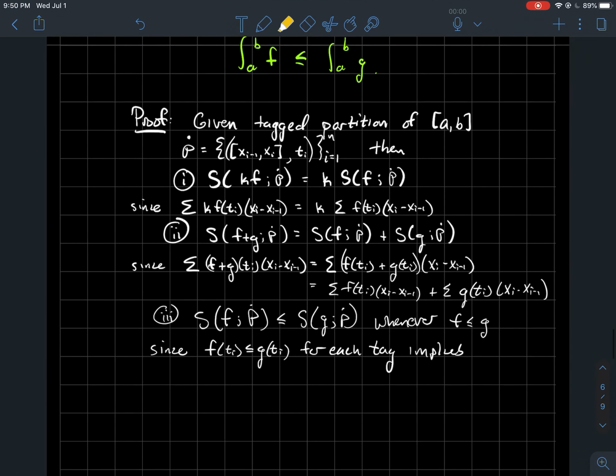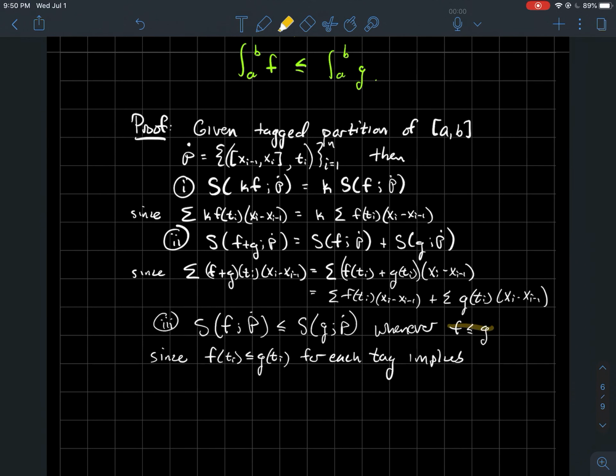And so to see that, now in particular, if f's always less than or equal to g, well then f evaluated at each tag is less than or equal to g evaluated at each tag of this partition. And so if you think about, okay, here's the Riemann sum of f corresponding to the partition P dot, well, if we just agreed that f is less than or equal to g of t, what happens when I replace this f by that g of t? Well, I should get this inequality here. And so of course this is the same thing as this inequality right here.